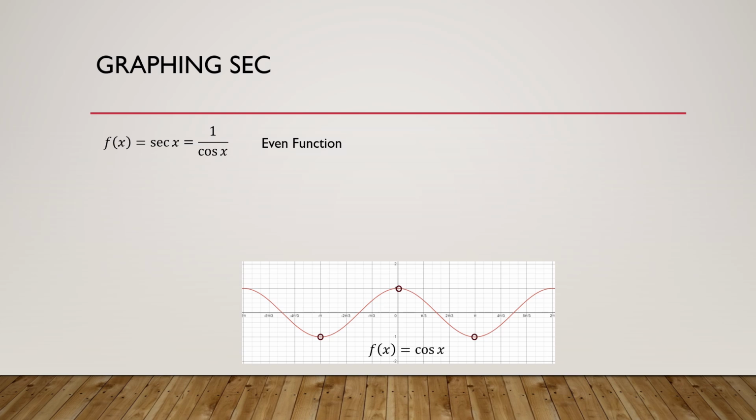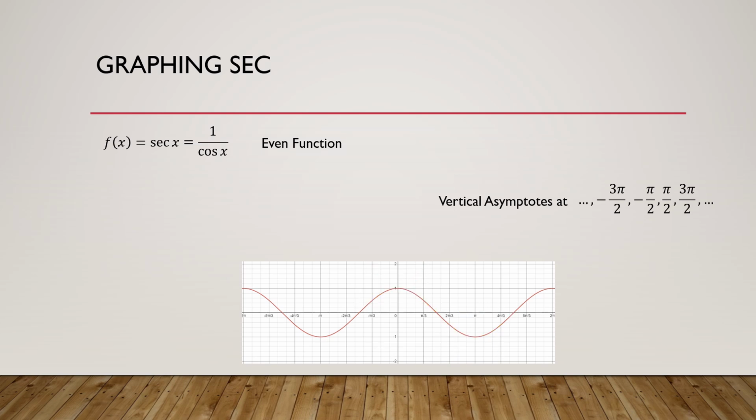When cosine x is between 0 and 1, secant x will be greater than or equal to 1. When cosine x is between negative 1 and 0, secant x will be less than or equal to negative 1. This continues to vertical asymptotes for values where cosine x equals 0, or at odd multiples of pi over 2.